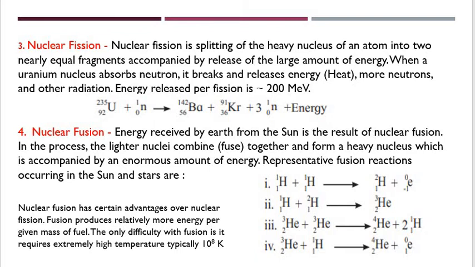Now, nuclear fusion. Energy received by Earth from the Sun is the result of nuclear fusion. In this process, the lighter nuclei fuse with each other to form a heavy nucleus, and in this reaction a tremendous amount of energy is released. Such reactions happen only on stars, or you can say on the Sun, because for such a reaction very extreme high temperature, typically of 10 raised to 8 Kelvin, is required.